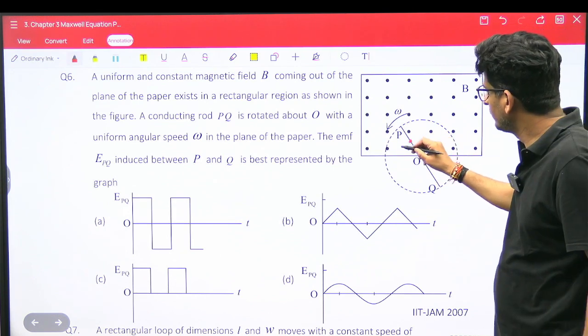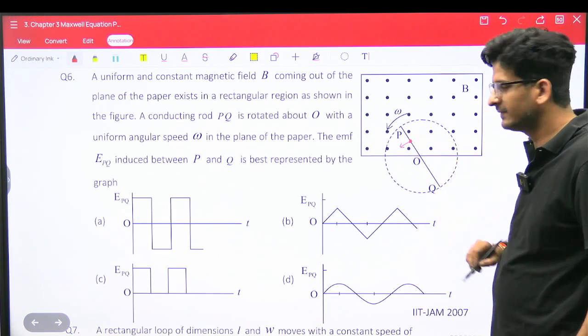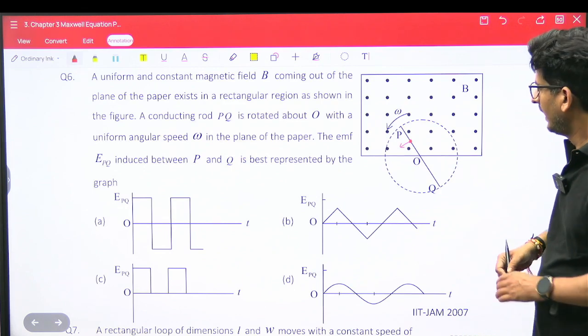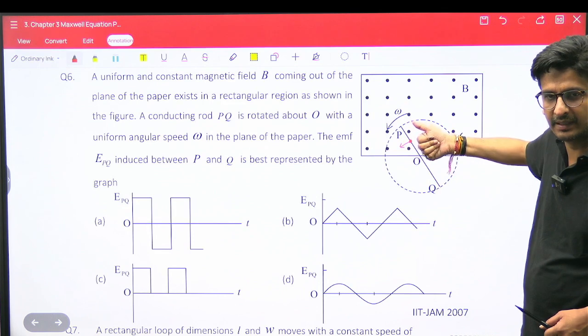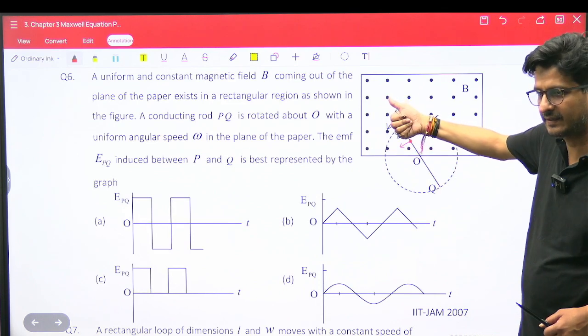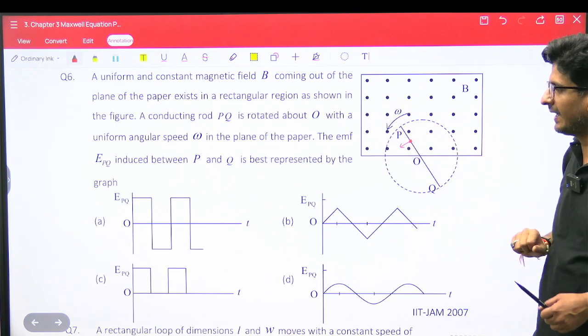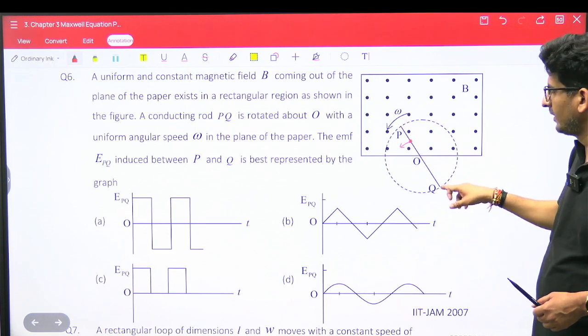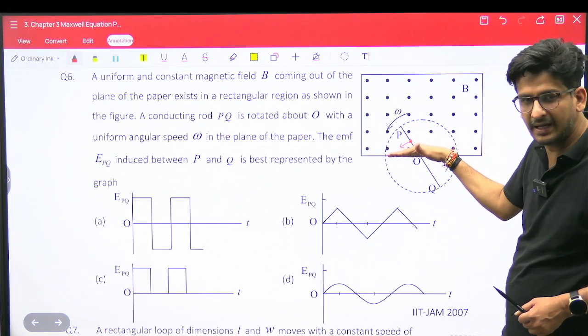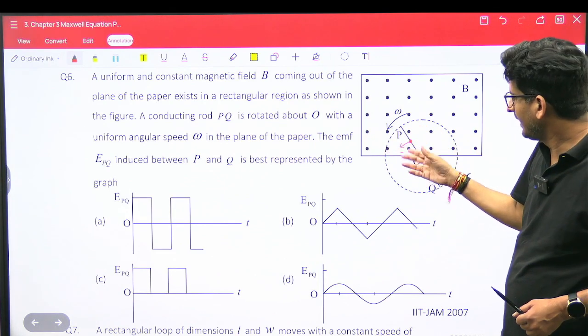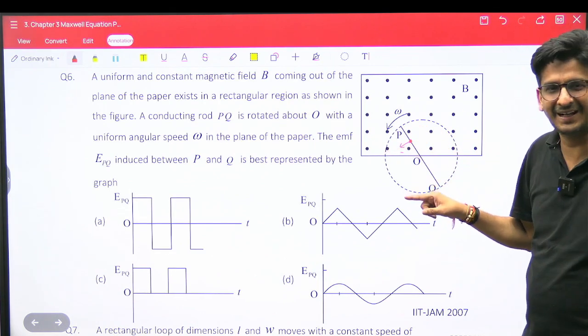This charge is moving like this. This is the velocity, and the magnetic field is outside. So if you take v cross B, the positive charge goes this side. So P will be at higher potential and Q will be at lower potential. So from here to here, P will be at higher potential. And now suddenly Q will have that advantage.